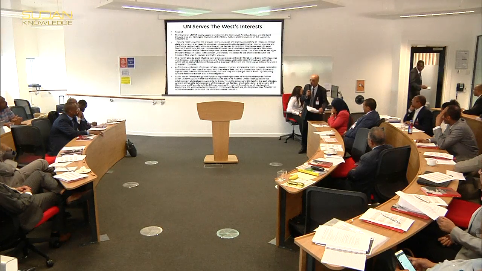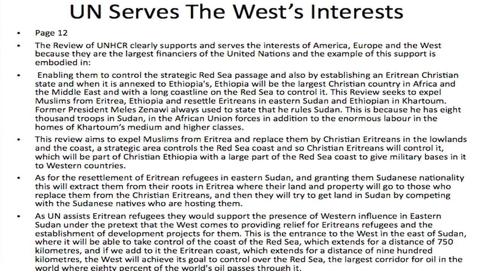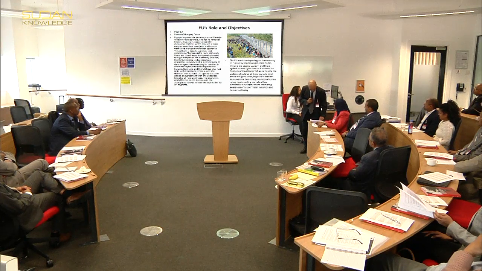Yeah, say Europe, in an attempt to stop forced migration to Europe. You see, Hungary has built a fence of 120 kilometers to prevent people from going there. We go to proposals, please. Yeah, this is a fence in Hungary. They want to stop the people. After they reach Europe, they want to stop them. Maybe they will deport them back to Sudan.